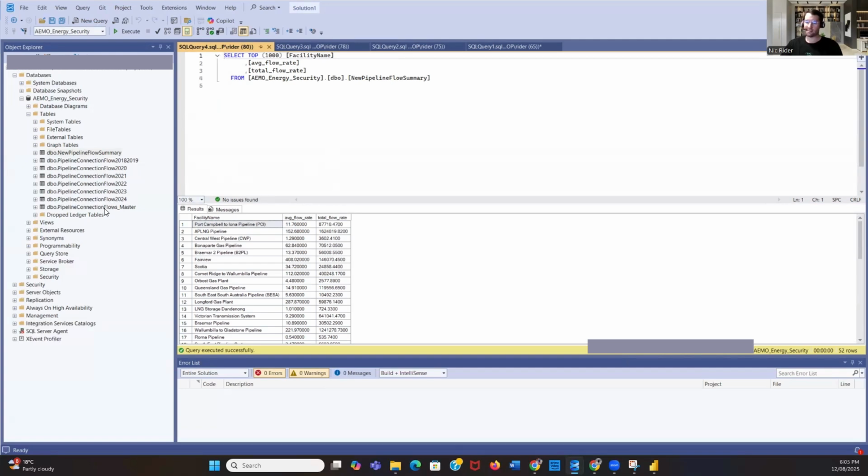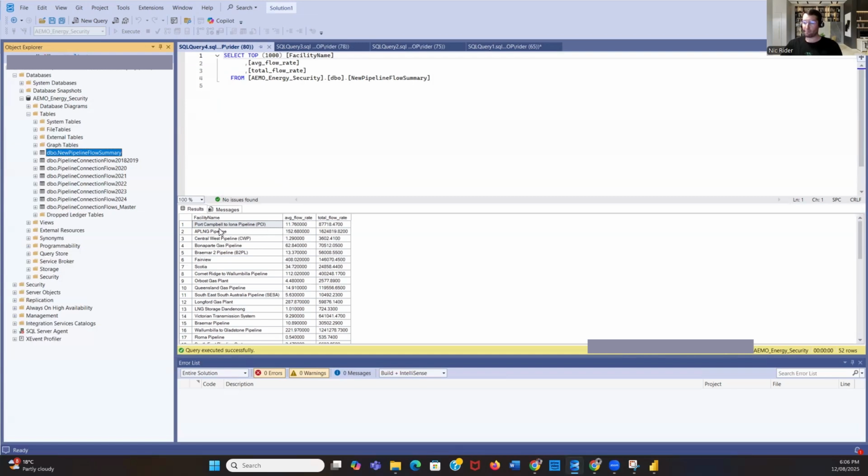Basically, I've got a master data set down here, the one with 1 million rows or whatever it is. Here, this is the pipeline flow summary, which is what I'm in at the moment. This will tell me the average flow rate for each facility name here, and the total flow rate since inception. Okay, so that's from between January 2018 to December 2024.